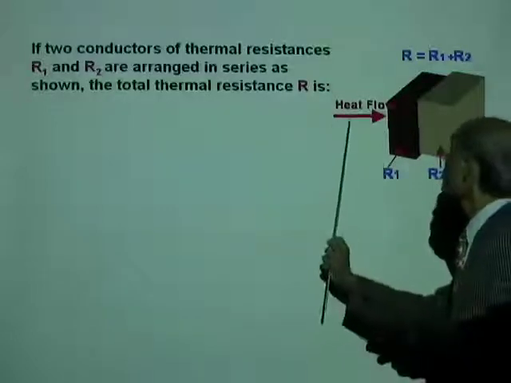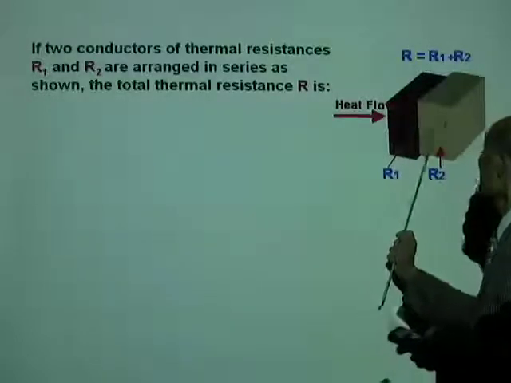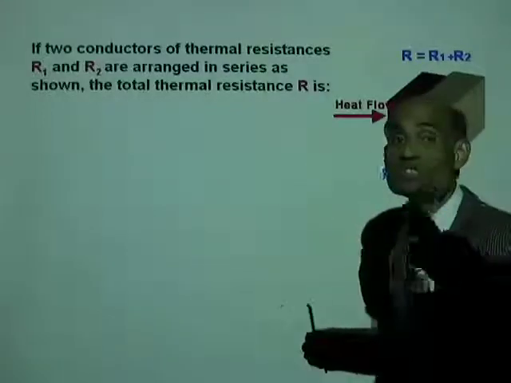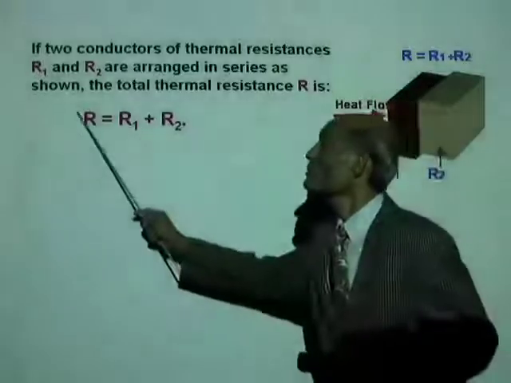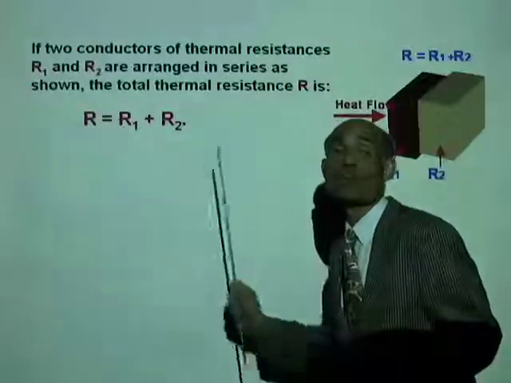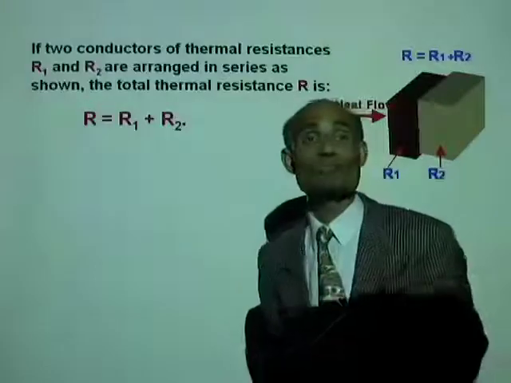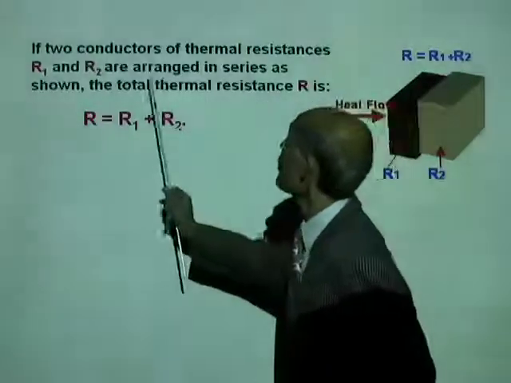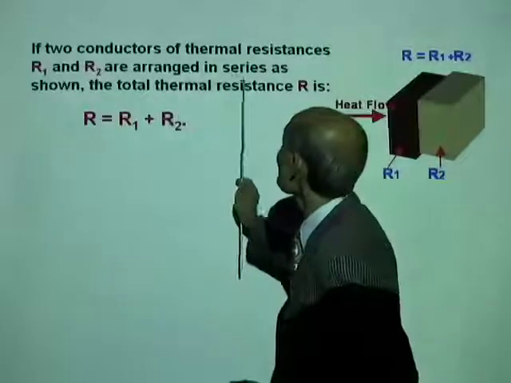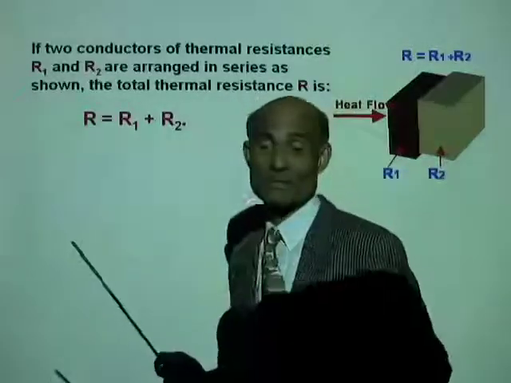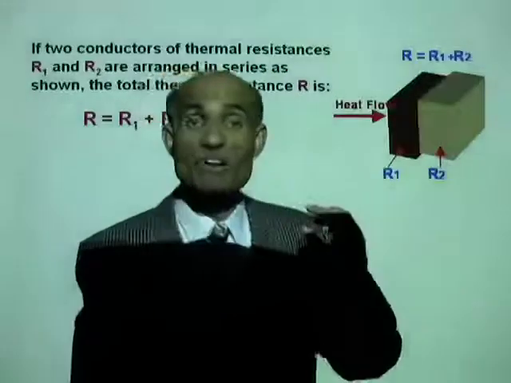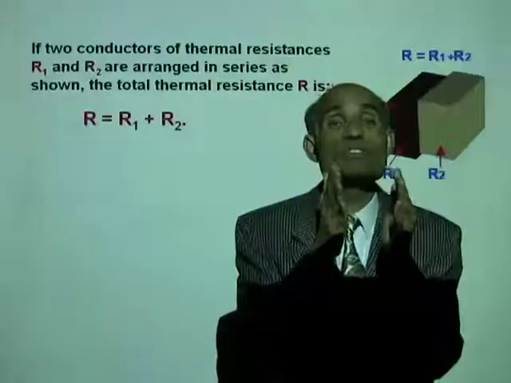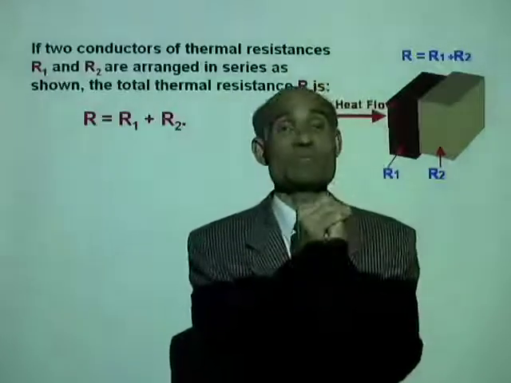If the heat flows through the first, it then has to go through the second. That means the thermal resistance is increased. The total thermal resistance, therefore, is the sum of the two thermal resistors. This kind of arrangement is called a series arrangement. So if you want very good thermal insulation, you arrange the insulators in series.